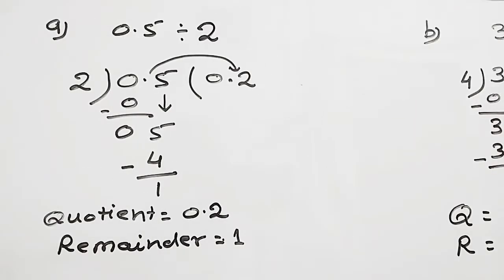Question A. 0.5 divided by 2. Here the dividend is 0.5 and the divisor is 2. So write the dividend inside the sign of division and the divisor on the left side. Then first we divide the whole number part of the decimal number.